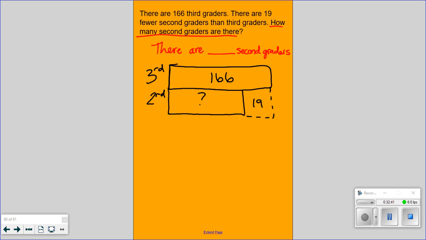Hey, that looks like something I know. That looks like a part-whole. Can you see it? Let's label. Here's my whole. Do you see that? And then my part. And then my other part.